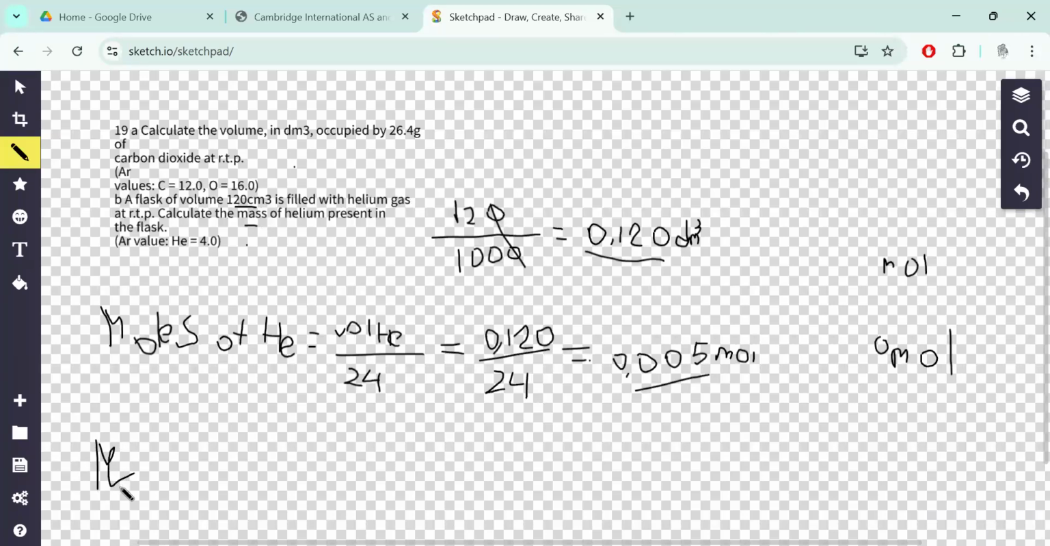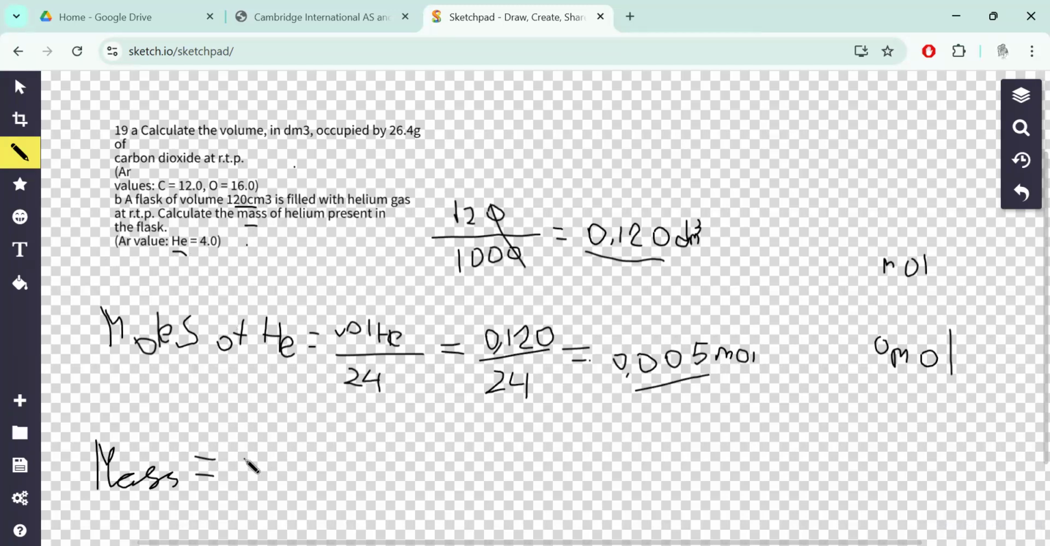So you know that mass is moles times the Mr. Mr right here is the molar value. It's usually for a compound, where we calculate every atom. But helium is not a compound, it's just a single element, so the molar value and the Ar value would be the same, so that would be 4 as well.